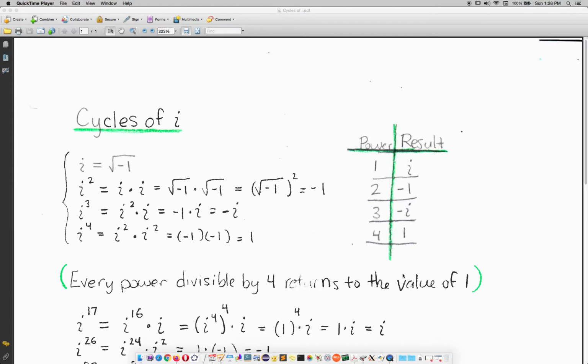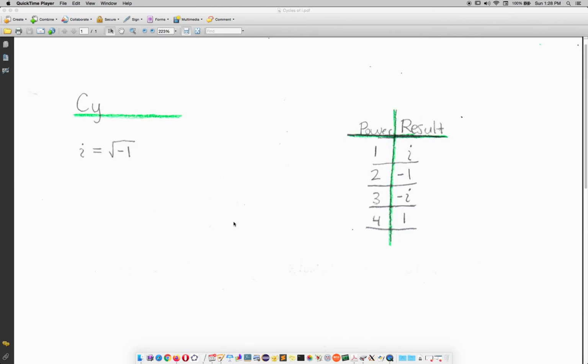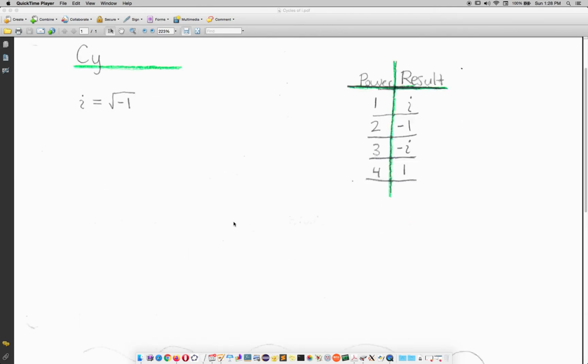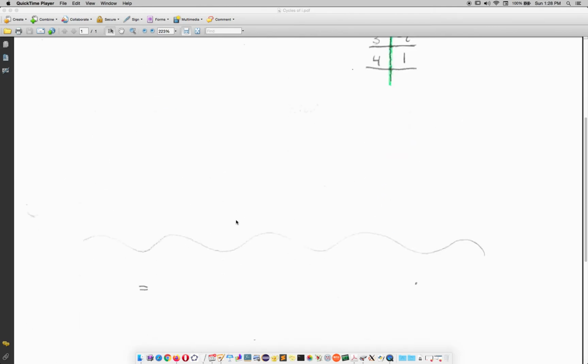Here's a quick t-chart that I made that we can memorize. On the left is the power of i, and on the right is the result. i to the first is i, i to the second is -1, i to the third is -i, and i to the fourth is 1. So okay, now let's see if we can make sense or understanding of even higher powers of i.